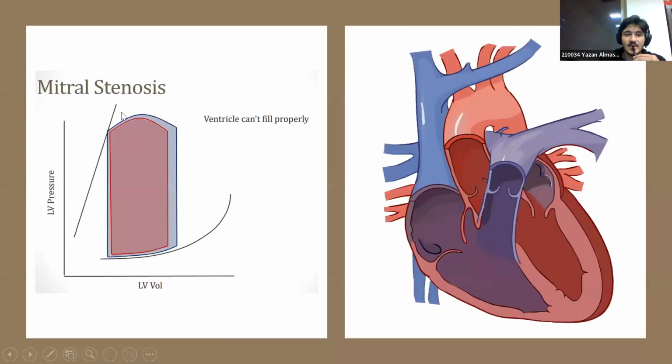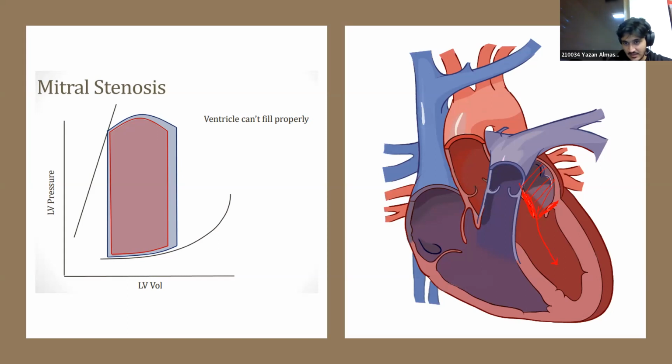So let's talk about mitral stenosis. In mitral stenosis, what do we have? We have a stenosed valve. This valve is very stenosed. It does not let blood go through it. So we have blood here. In diastole, normally the blood goes here freely. Literally imagine it this way.